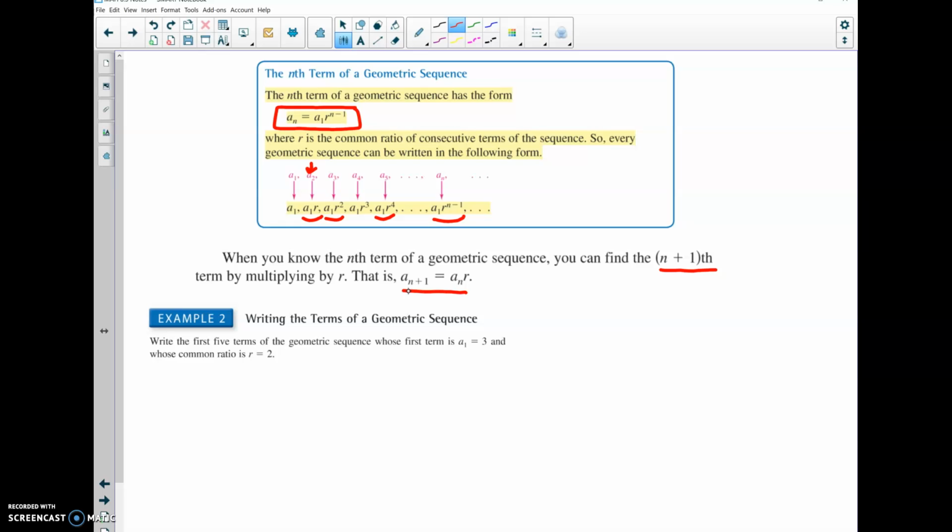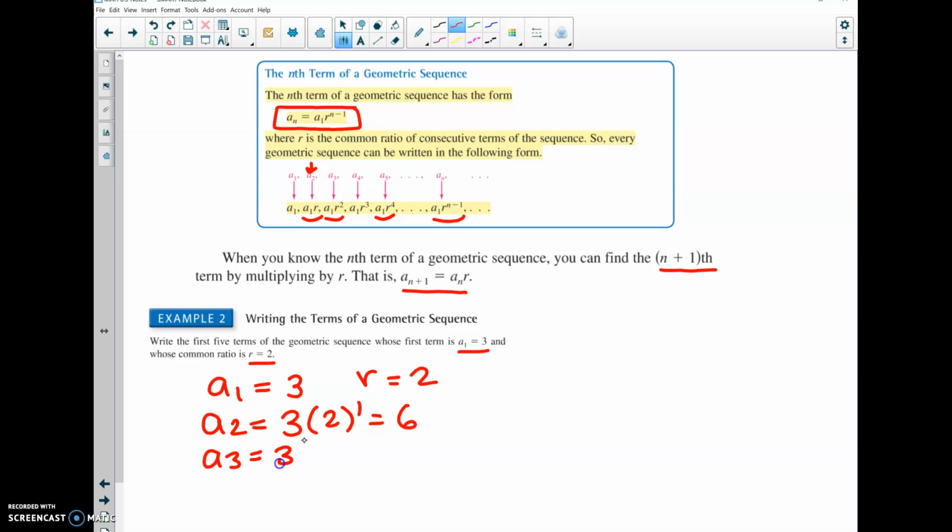All right, example 2 here. Find the first 5 terms of the geometric sequence whose first term is 3 and common ratio is 2. So first term is 3 and your common ratio is 2. Your second term would be your first term times the common ratio 1 time, so that would be 6. A sub 3, your third term, would be 3 times your common ratio 2 times, so instead of writing 2 times 2, it's just 2 squared, so that would be 3 times 4, which is 12, or just 6 times 2.